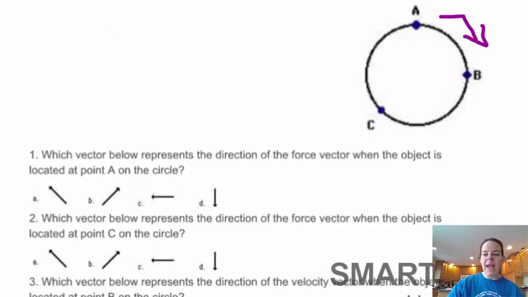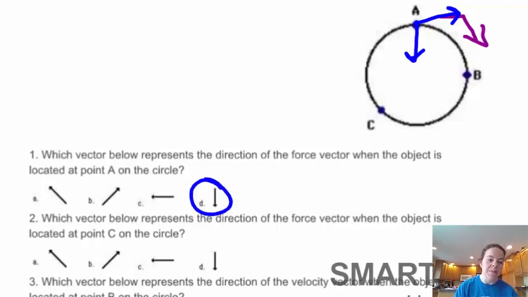Okay, so at point A on the circle, the object wants to move this direction, right? But you would have to apply a force opposite of that motion to make it move around the circle. So exactly opposite, you would have to be pointing towards the center of the circle because you would have to overcome that. So you should get D for that answer right there.